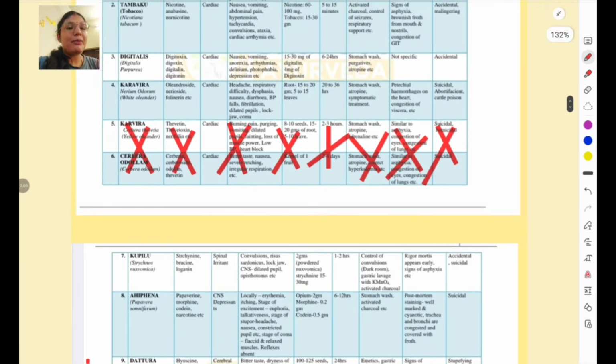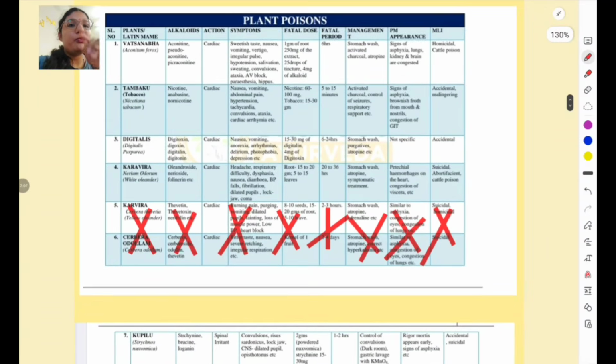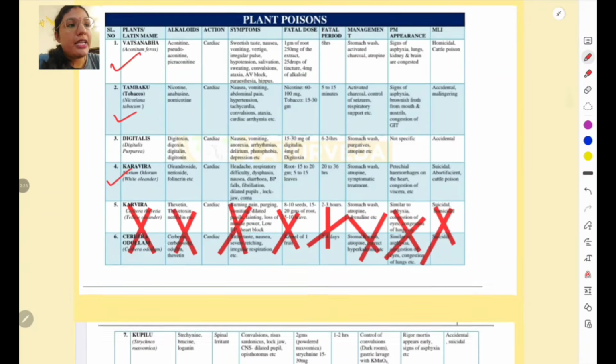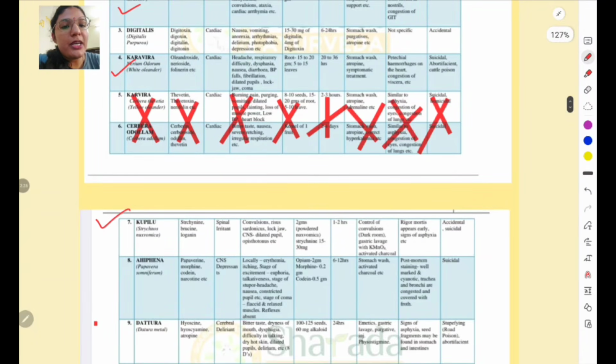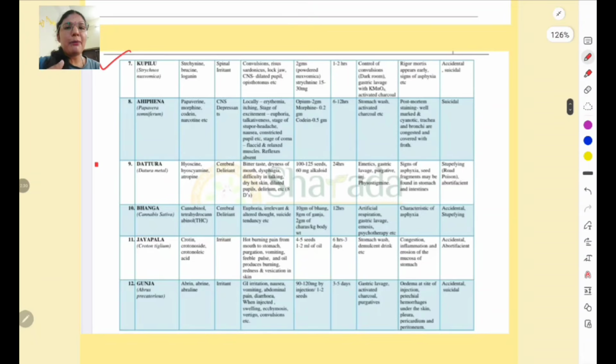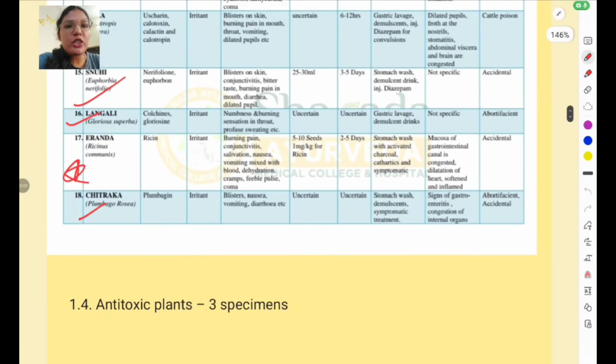I have written only those which are given in our syllabus. Like Vatsanabha is given, tobacco is given, digitalis is given, then Karaveera is important. So here Vatsanabha is important, tobacco may come, but in Kerala its plant is generally not found, so maybe a wet specimen will not be given. Then Karaveera can come. Then next comes Kupilu, which is important. Next, Ahifena may be a dry specimen or a store specimen. This is about the toxic plants.